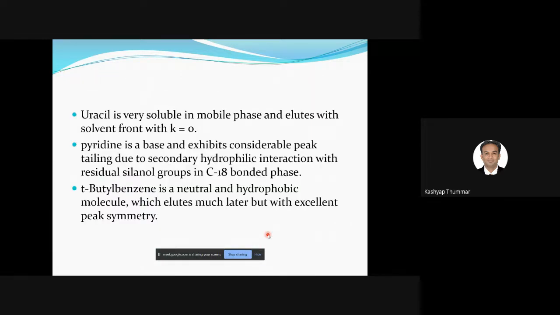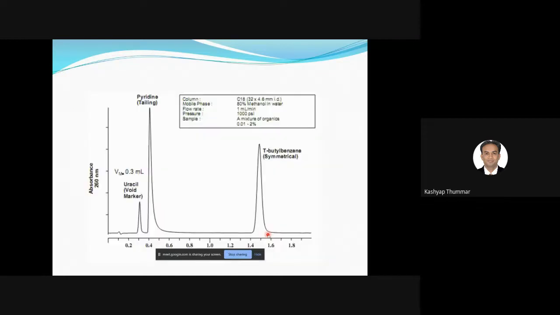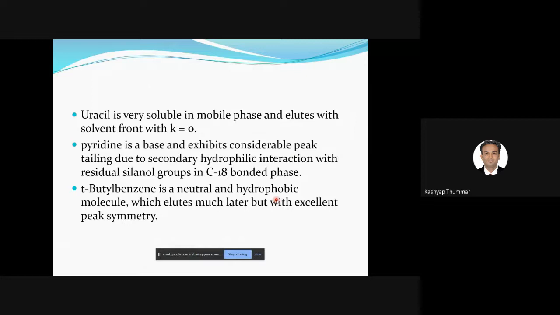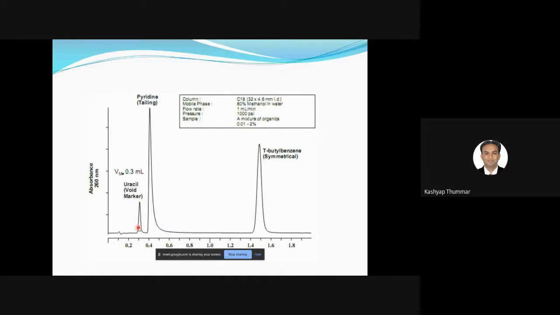Uracil is very soluble in the mobile phase and elutes with the solvent front. We are just discussing this example. What happens in these three combinations? Uracil is very soluble in the mobile phase and elutes with the solvent front with k equal to 0. So it is eluted very fast because it is very soluble in the mobile phase.